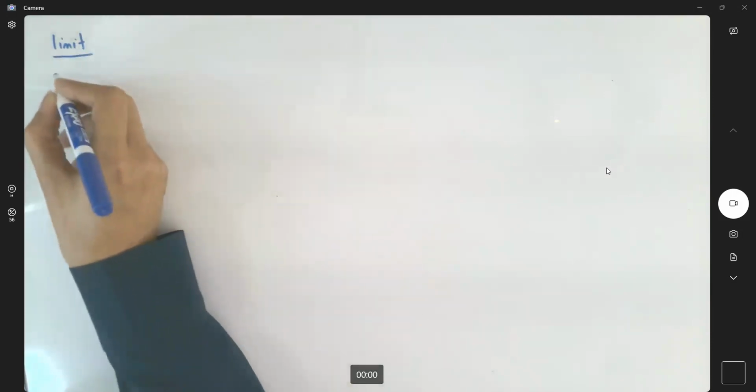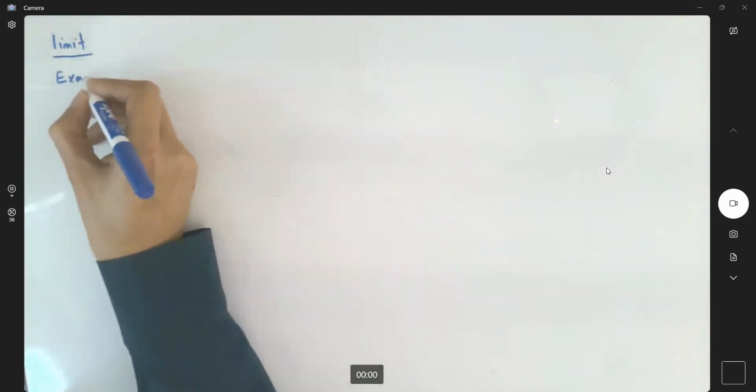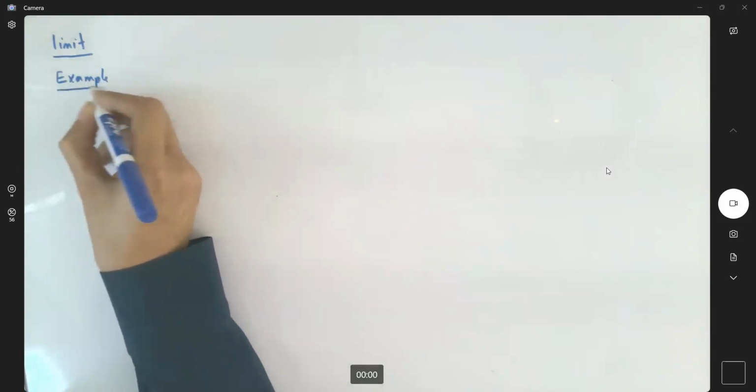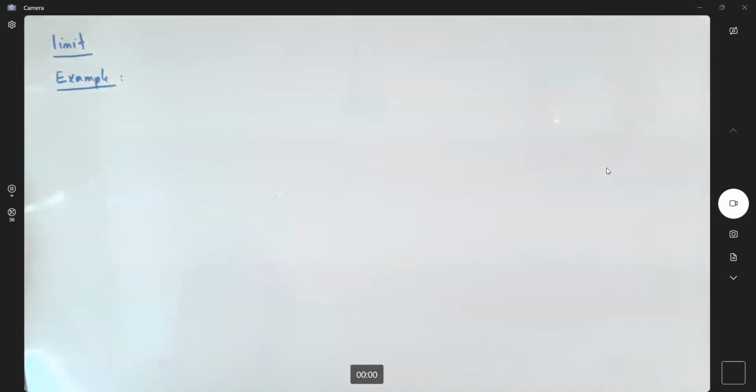Let's take a look at a couple of examples to analyze the limit of the function and distinguish between the limit and the output value of the function. Example. Suppose we have the following graph of function g.